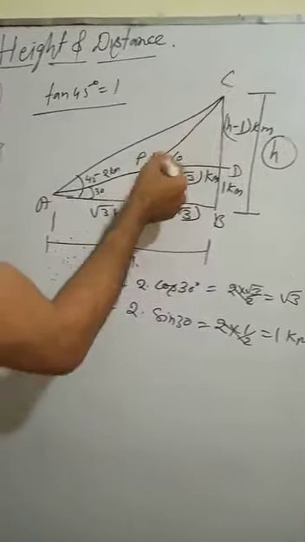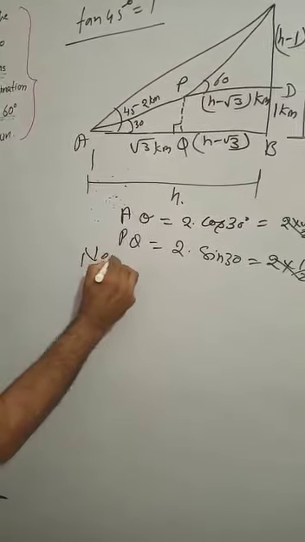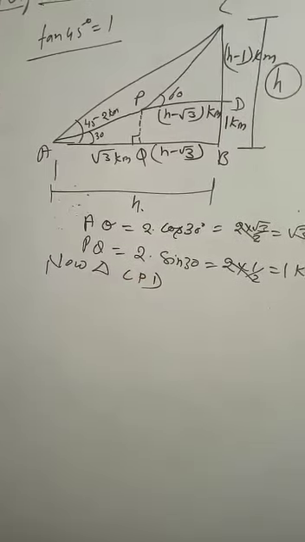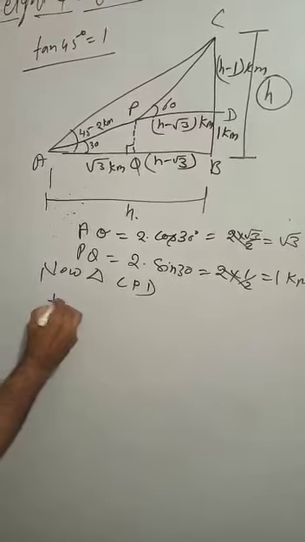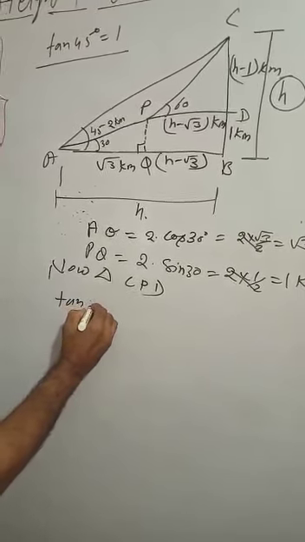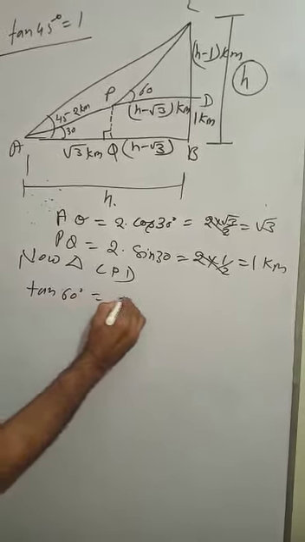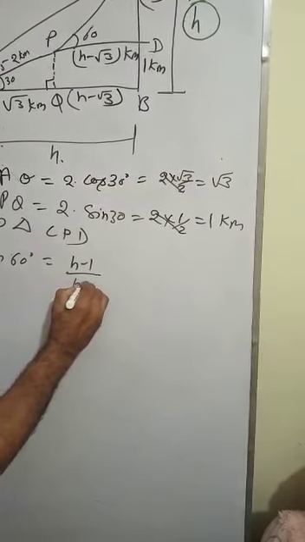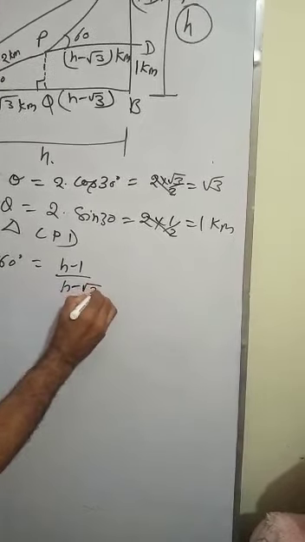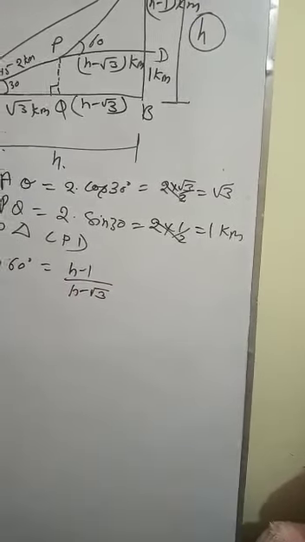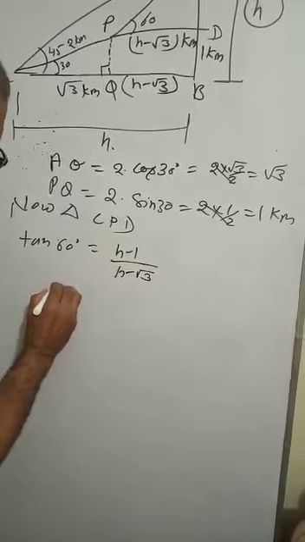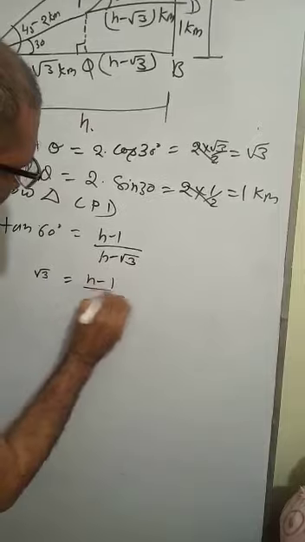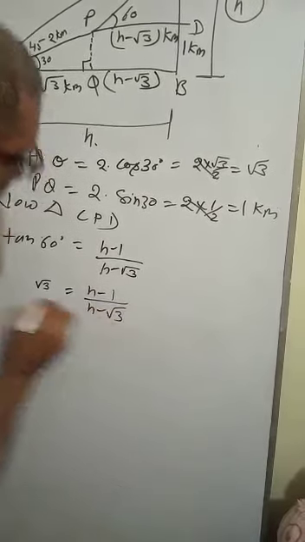Now in triangle CPD, tan 60 degrees is equal to (h minus 1) divided by (h minus root 3). Solve this problem. Root 3 is equal to (h minus 1) by (h minus root 3).